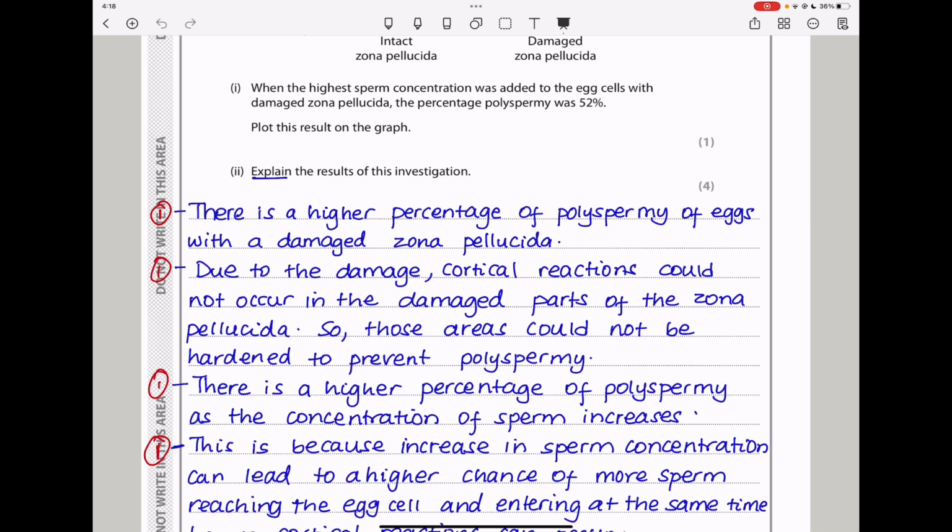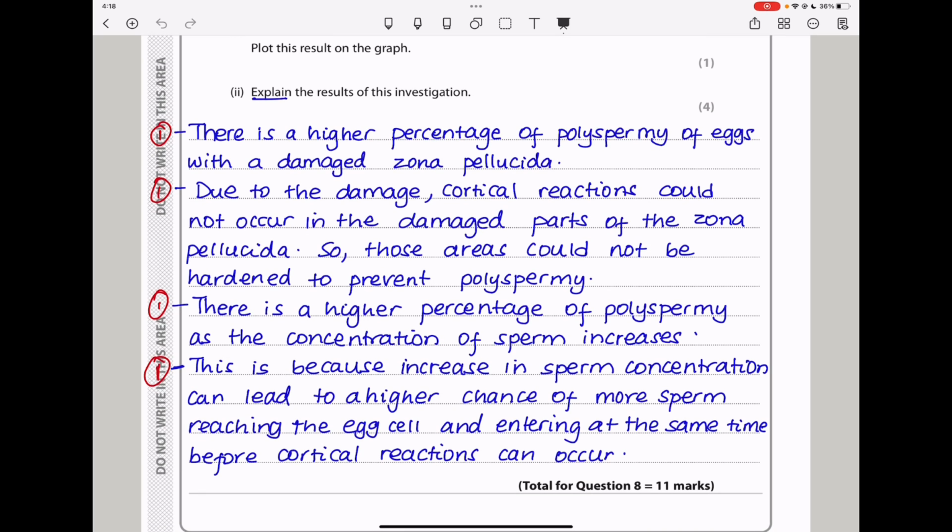Due to the damage, cortical reactions could not occur in the damaged parts of the zona pellucida, so those areas could not be hardened to prevent polyspermy. There is a higher percentage of polyspermy as the concentration of sperm increases.